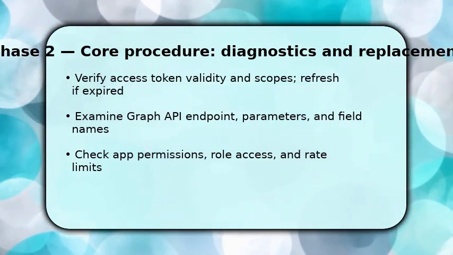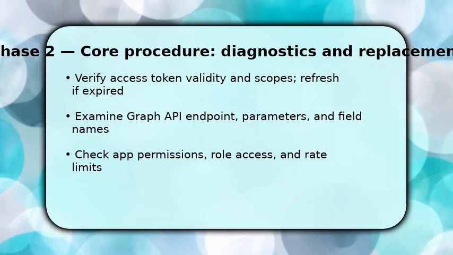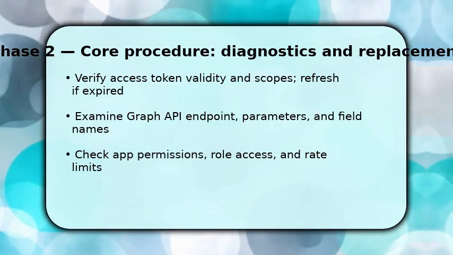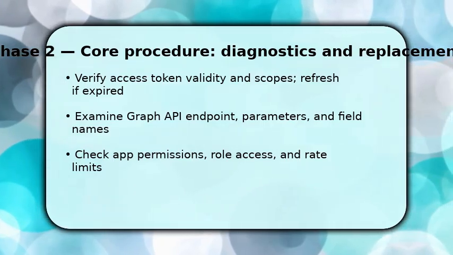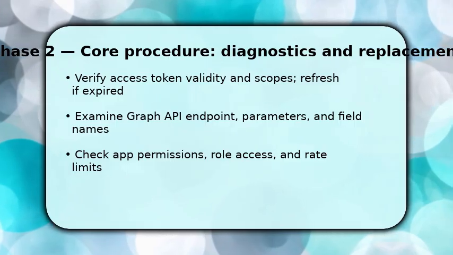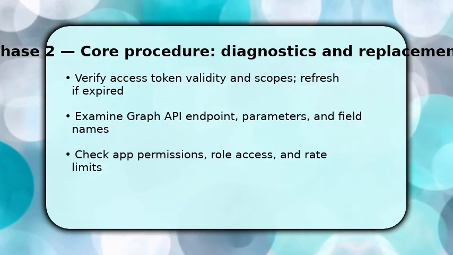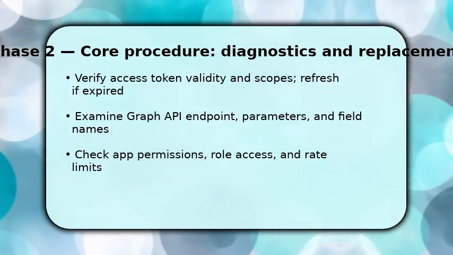Check the access token. If expired or lacking scopes, the API will reject queries. Use the access token debugger or your SDK to inspect scopes and expiry. Then validate the graph API URL, parameter names, and field formatting. A typo or removed field causes a query error.